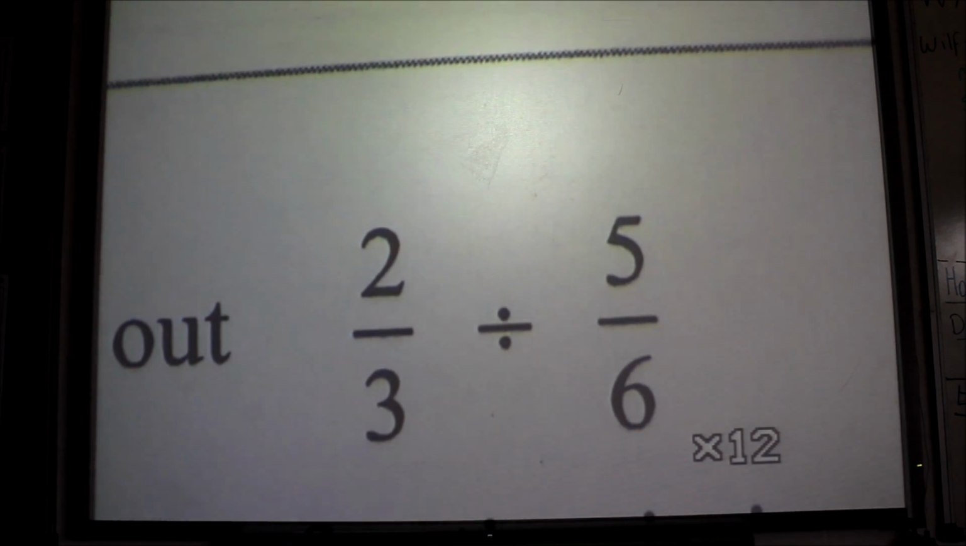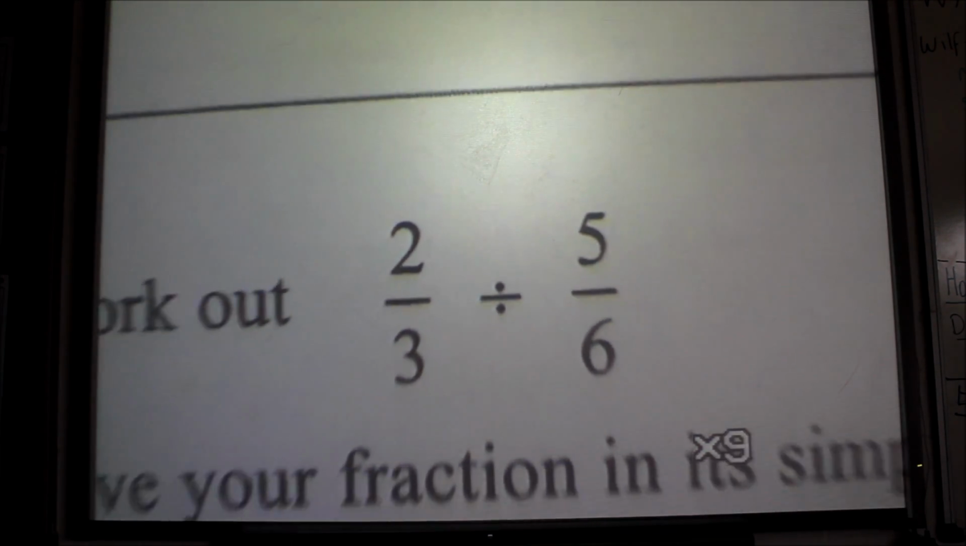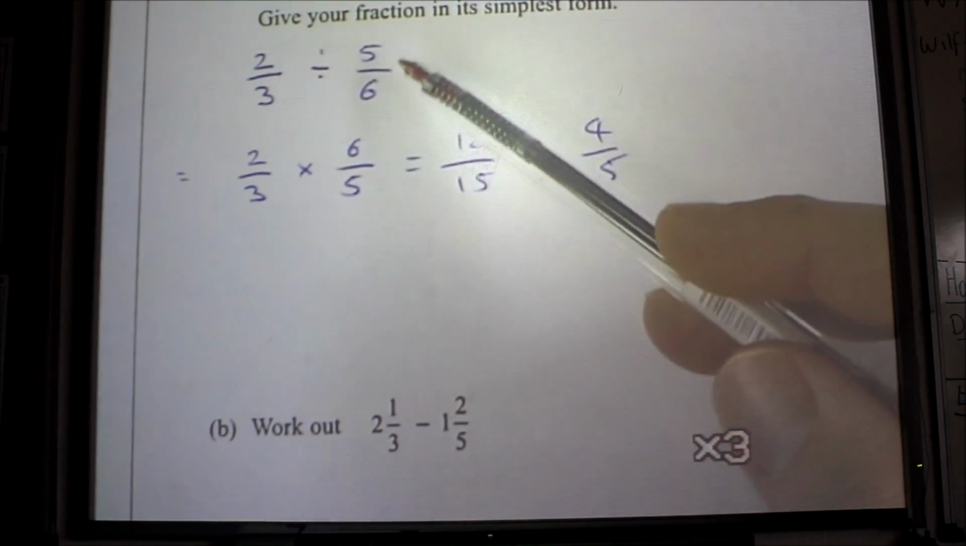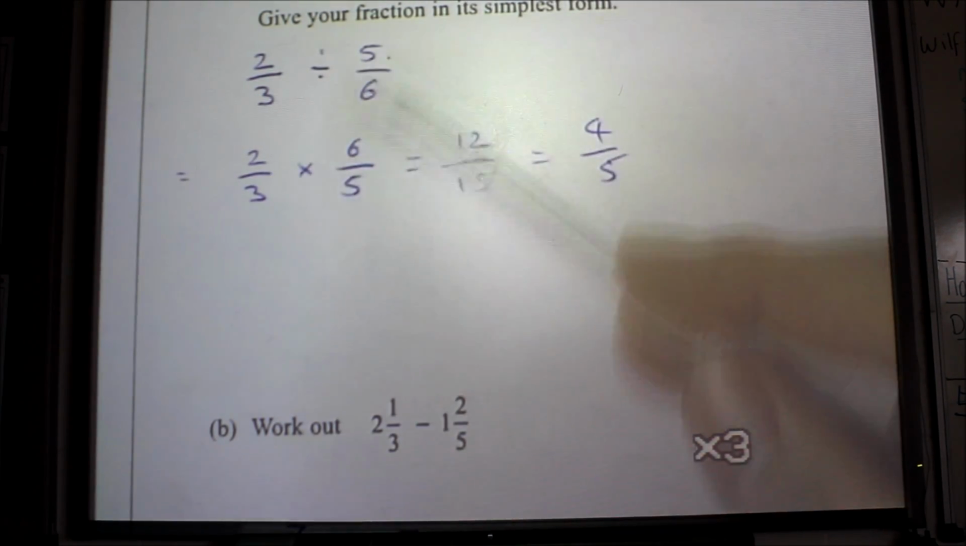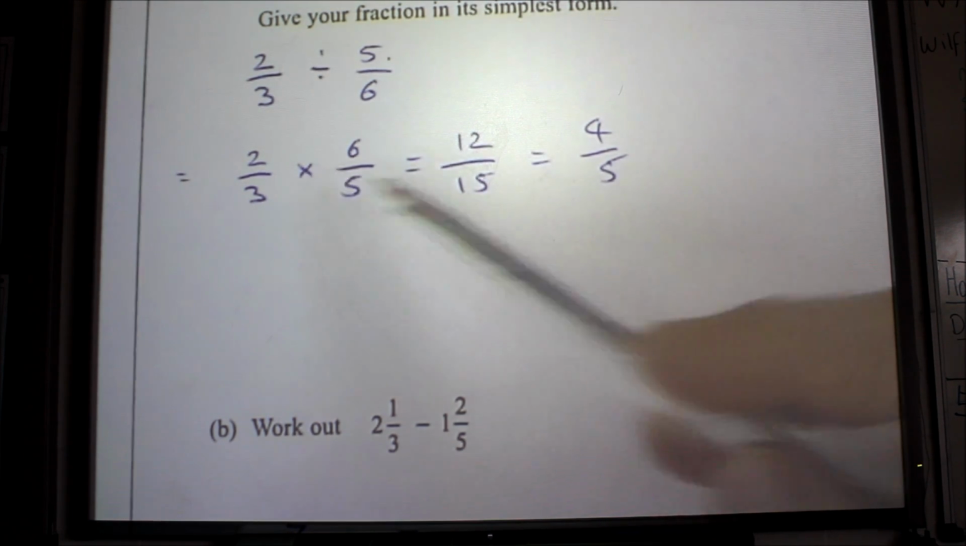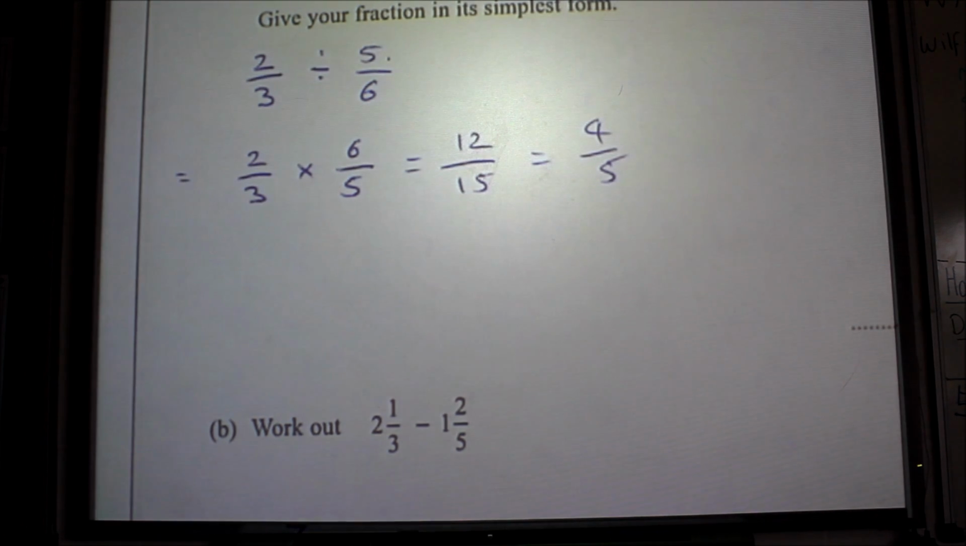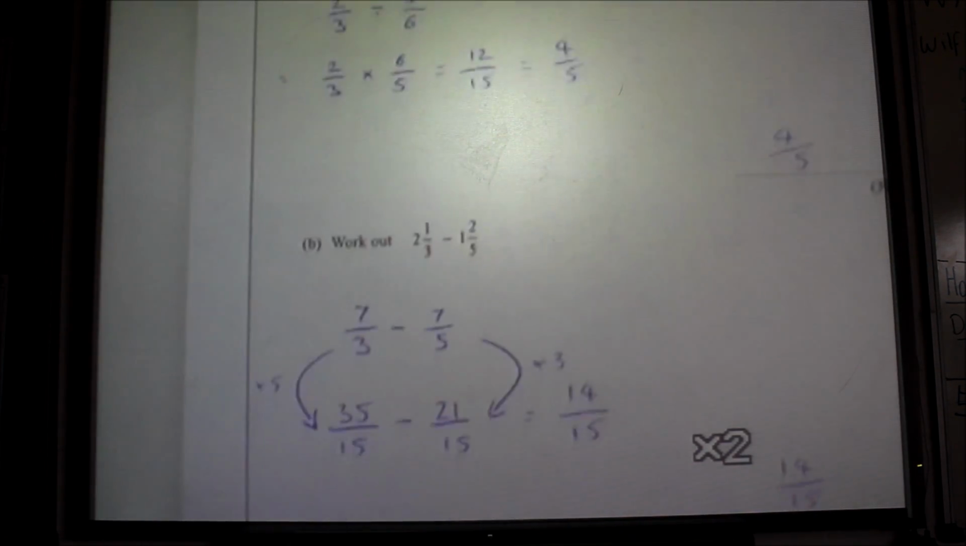There you go. 2/3 divided by 5/6. First thing you do is you flip over the second one. So it's 2/3 times 6/5. Then you change it to a times sign. So 2 6s are 12, 3 5s are 15. Simplify it. You should get 4/5 as your answer.